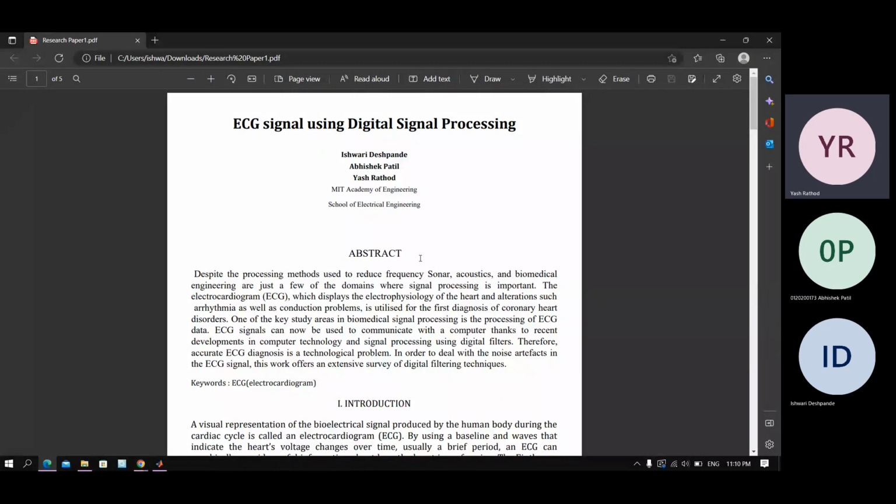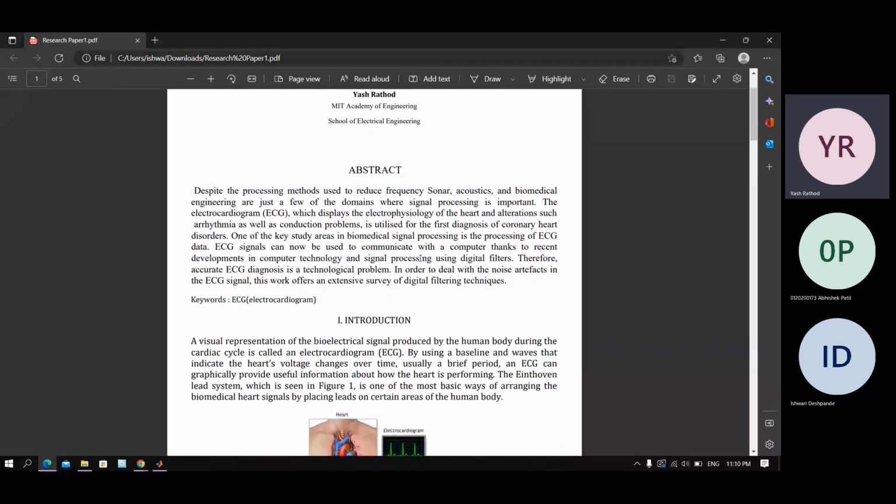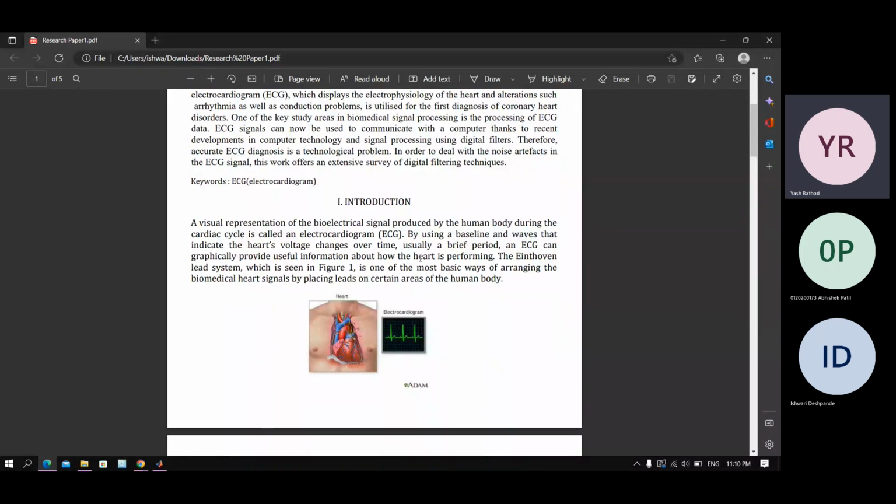ECG signals can also be used to communicate with computers, thanks to recent developments in computer technology and signal processing using digital filters. Therefore, accurate ECG diagnosis is a technology problem. In order to deal with the problem of noise in ECG signals, this work offers an extensive survey of digital filtering techniques. The introduction is a visual representation of the bioelectrical signal.